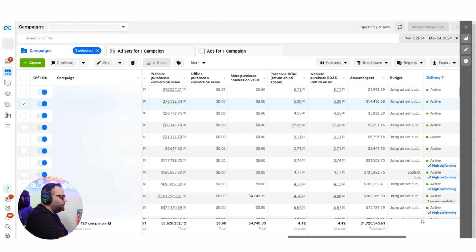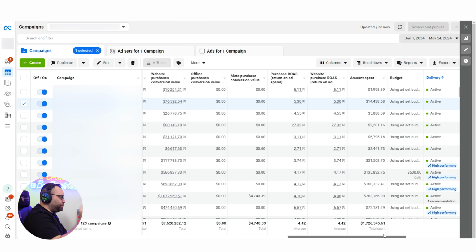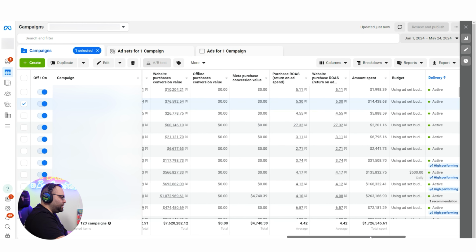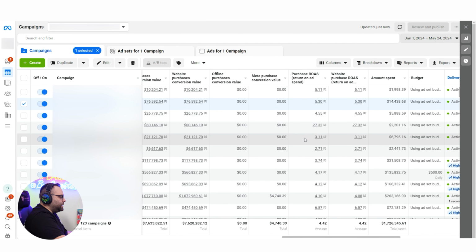So let's start from this ad account. This is an ad account which is operating with 3.5 ROAS. We're on 4.42, and from the start of the year until now we have spent 1.7 million. It's operating in the United States. You know this ad account, you have seen it several times. We are having some campaigns like this one, for example. This one is operating with 3.11.